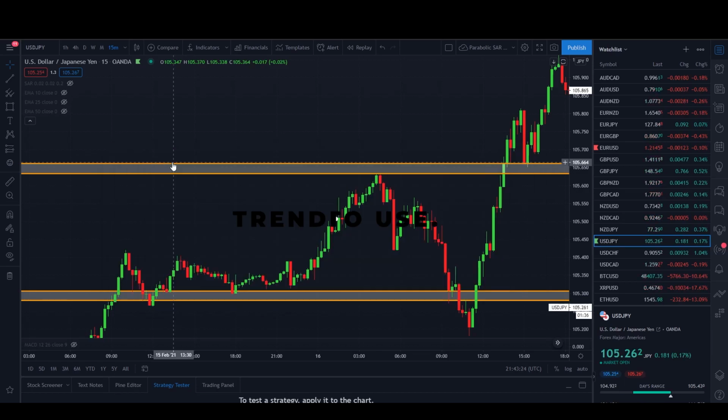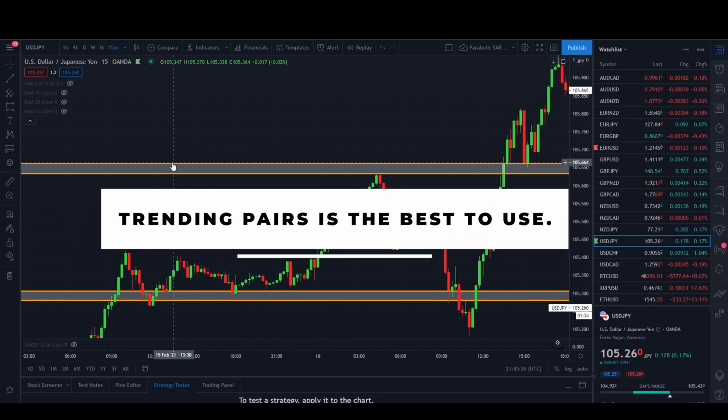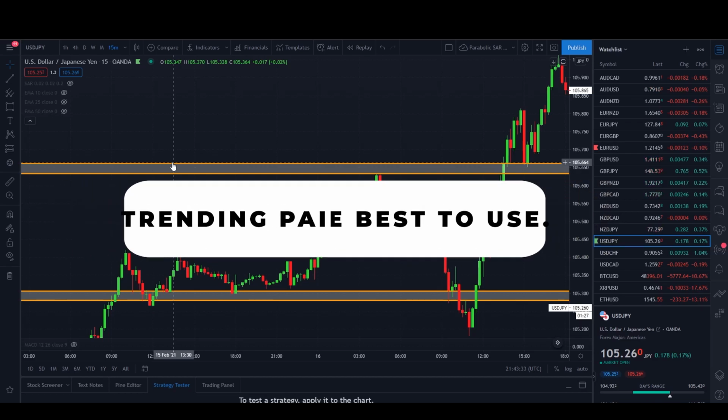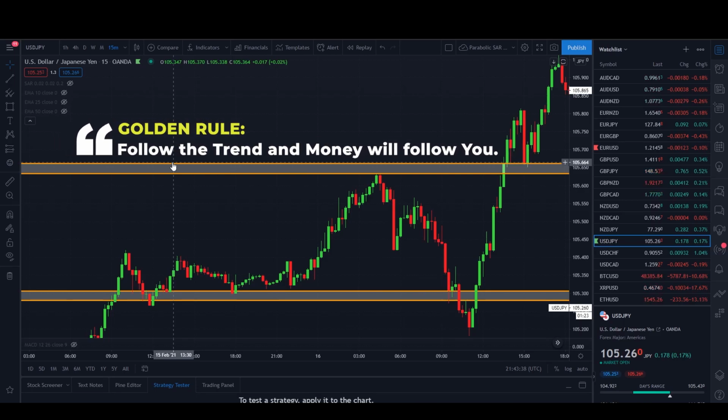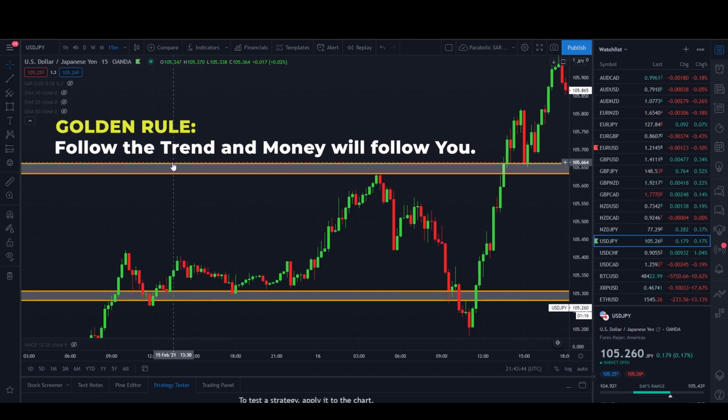You can apply this strategy on all currency pairs that start moving in one direction, as many forex trading strategies perform best when the market moves in a steady uptrend or downtrend. And a quick reminder for those who might be new here, we have a golden rule, which is you never go against the trend, because the trend is our friend and this is where you make the most money.